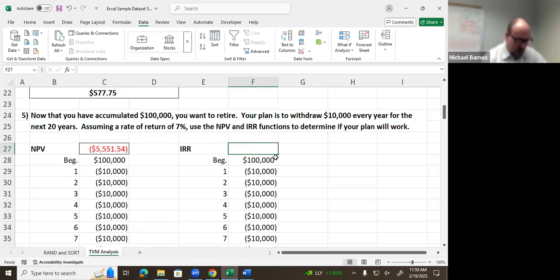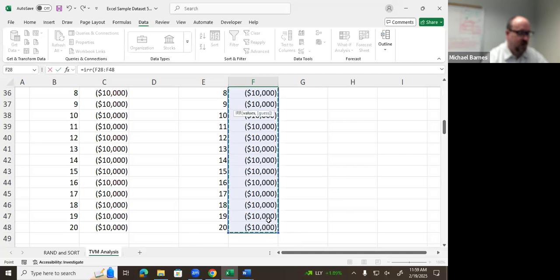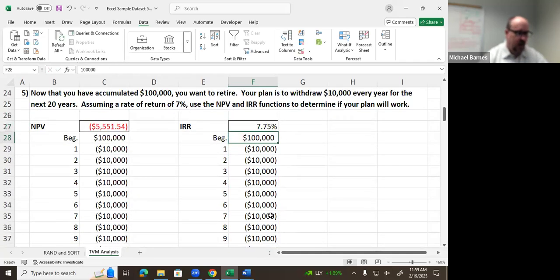So let's go ahead and do equals IRR. All we need for IRR is our beginning values and then our disbursement values. So basically the same set of inputs we had for NPV. And it tells us 7.75%. So if we wanted this plan to work, we'd need a rate of return of at least 7.75% annually in order for this to work. So these are very simple tools, but they're very, very powerful. Again, having the power to be able to make the judgments of your own and be able to see how the finances break down.